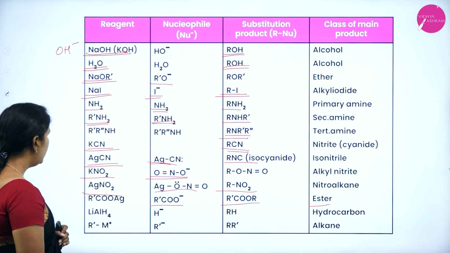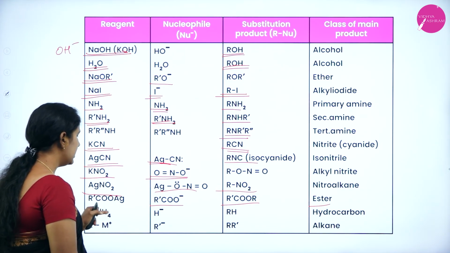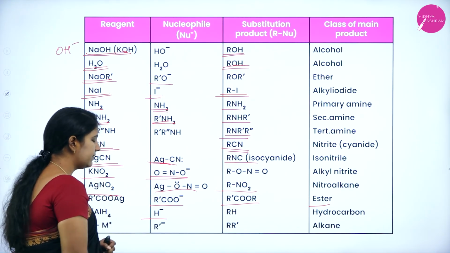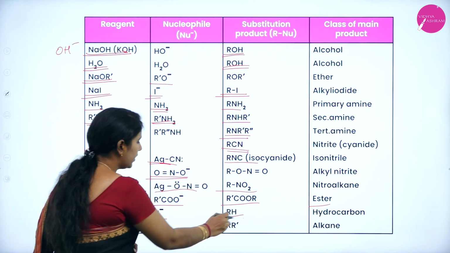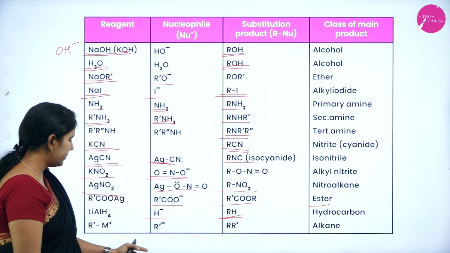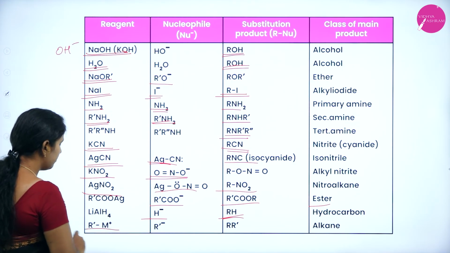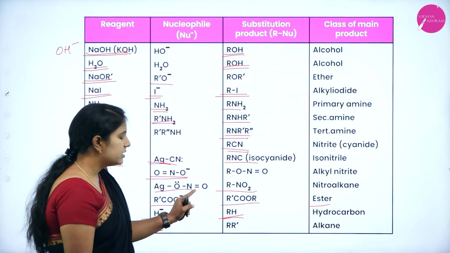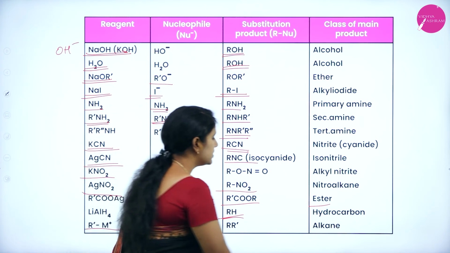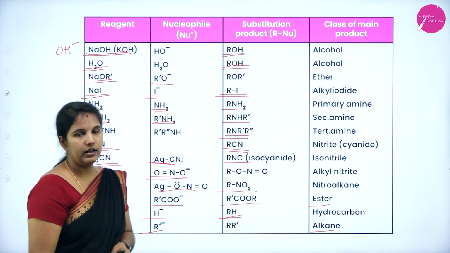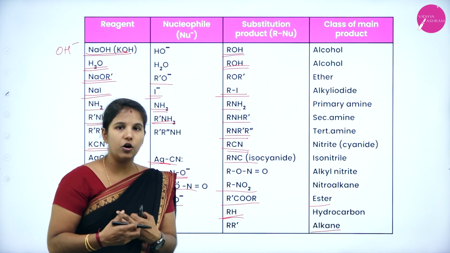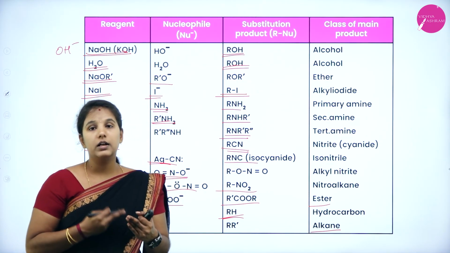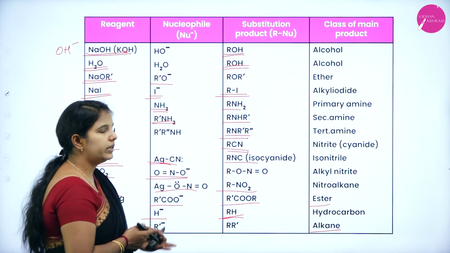Coming to lithium aluminium hydride, here the hydride itself is the nucleophile. It forms RH, which is a hydrocarbon. Coming to RMgX, here R minus itself is the nucleophile, so it forms R-R, which is nothing but an alkane. This is how, by recalling the nucleophile with different kinds of reagents, we get different main end products.